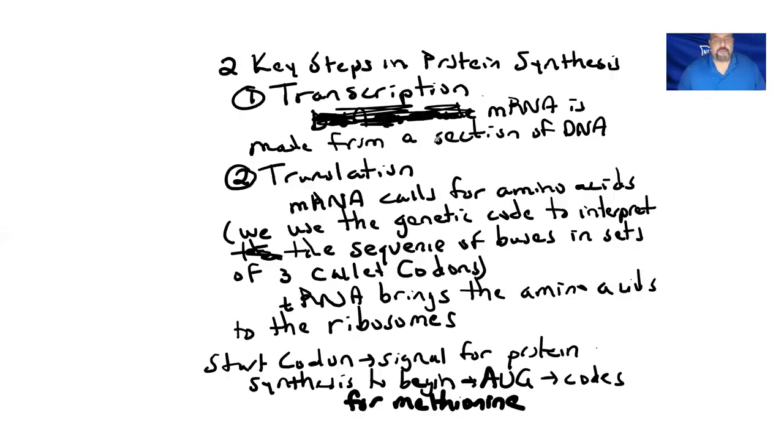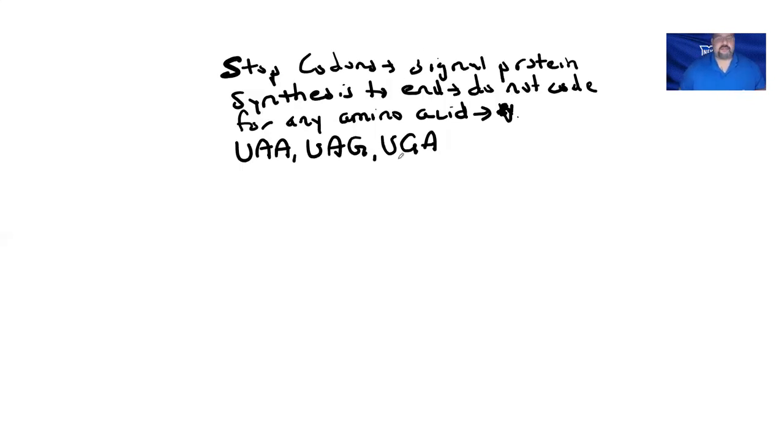So you have transcription, where you have the messenger RNA being made from a section of DNA. And then essentially you have translation, where the messenger RNA will call for the amino acid to be brought to the ribosomes, and the transfer RNA will bring the amino acids to the ribosomes to make the protein. Again, we're going to keep it very generalized. We're not going to get into all the specifics in terms of initiation, chain elongation, things of that matter. We're going to just keep it to a very broad level. So let's take a look at an example.